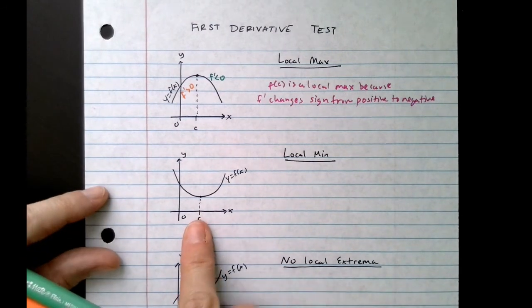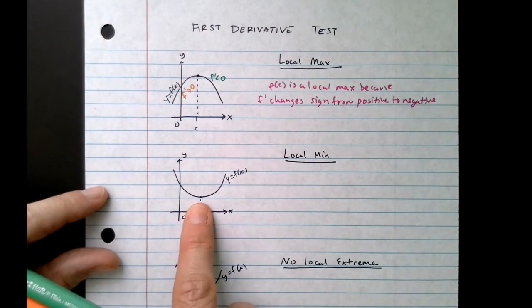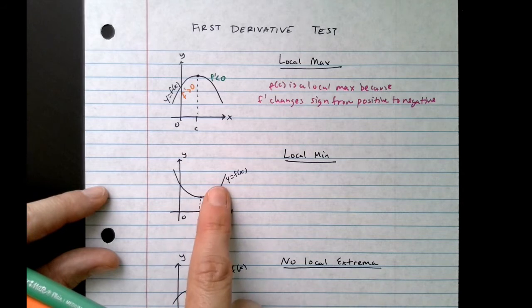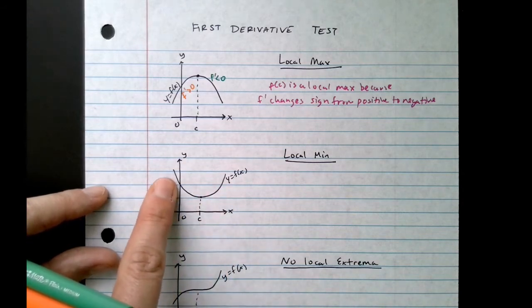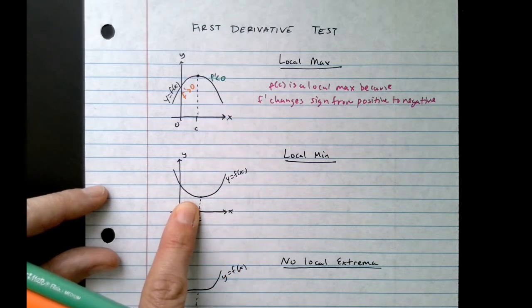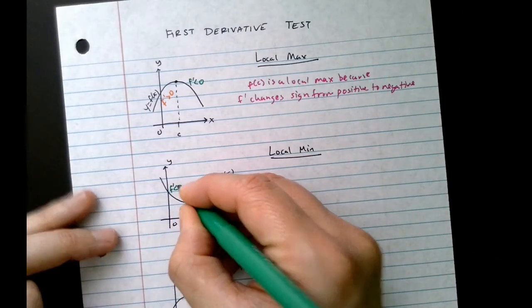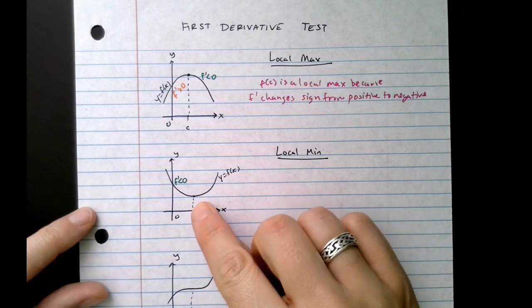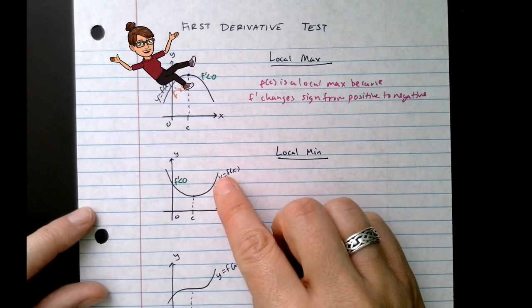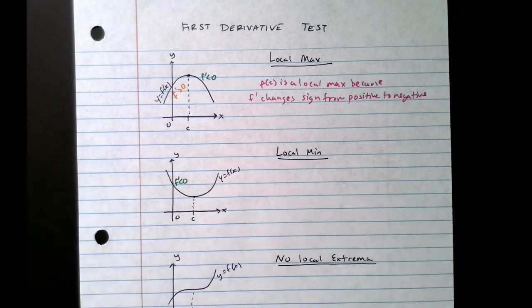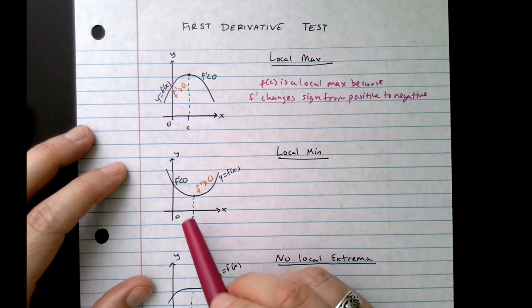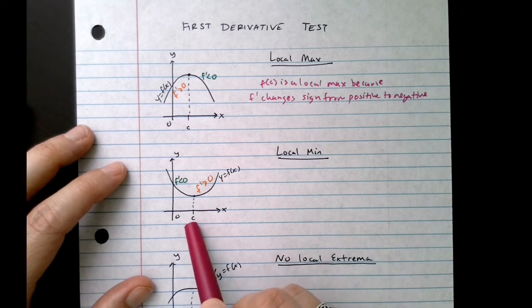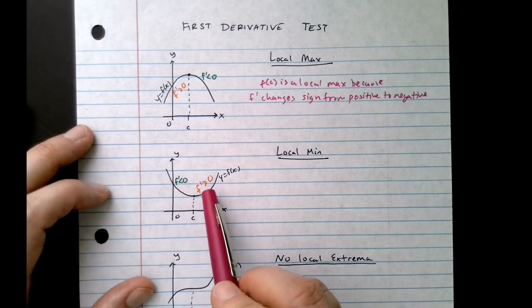Let's look at the next one. Why is f of c a local minimum? We can see graphically it is, but why does it work? To the left of c, we can see the function is decreasing. That means the derivative is negative. To the right of the point, we can see the function is increasing. That means the derivative is positive. So why is this a local min? F of c is a local minimum because the derivative of f, or f prime, changes from negative to positive.